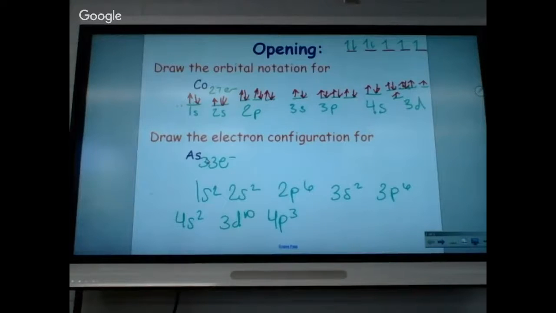Now, Salma's is a little easier to read down there with arsenic. Questions about either of those in the opening?